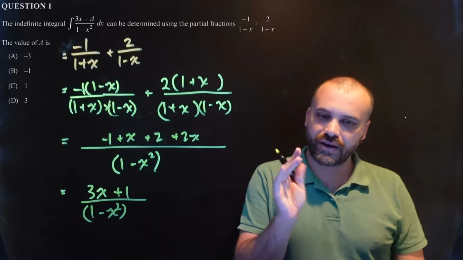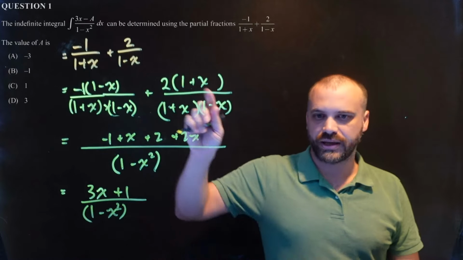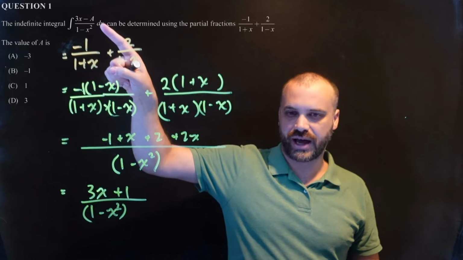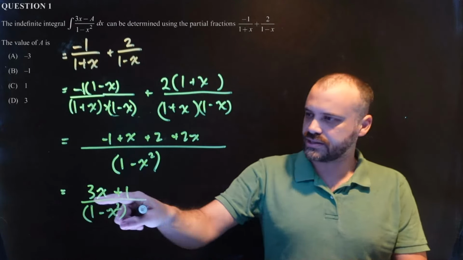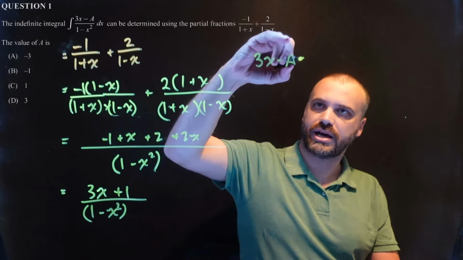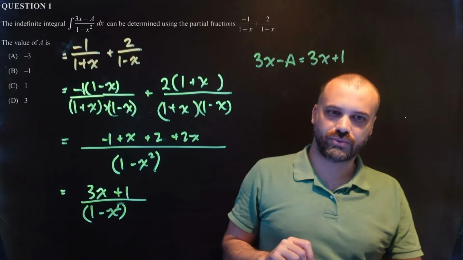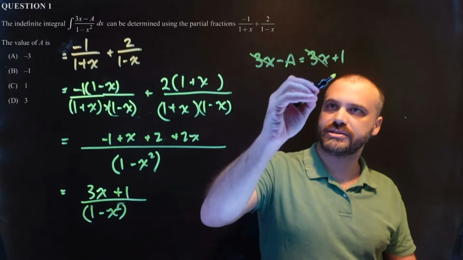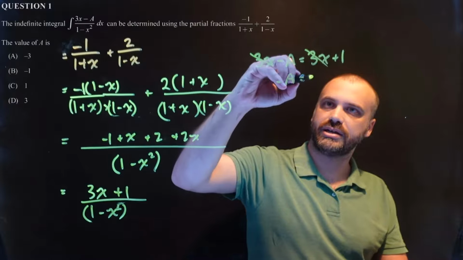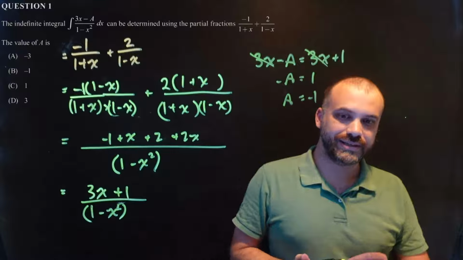All right, and you have to be very, very careful with how you answer this question. It's asking what the value of A is, and we can see here that 3x minus A is equal to 3x plus 1. The 3x's cancel each other out, and we get negative A equals 1, which means that A is equal to negative 1.